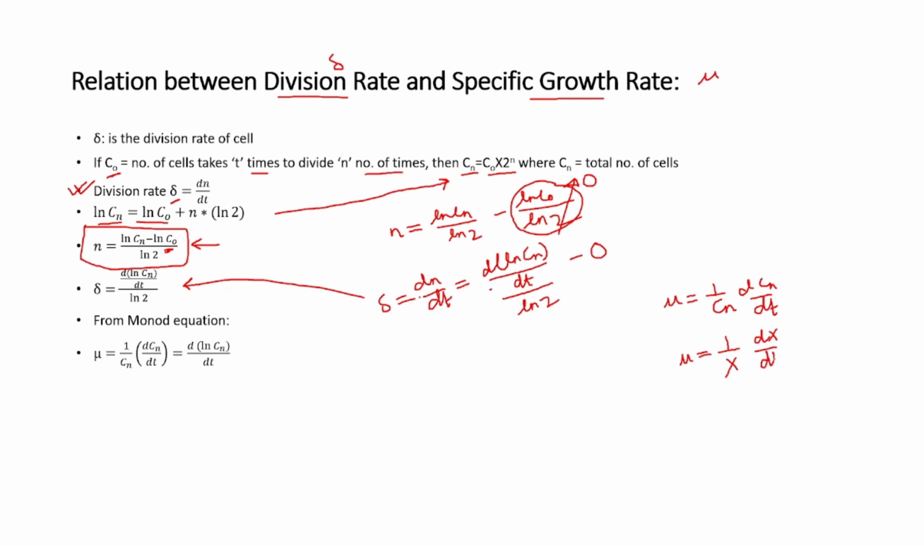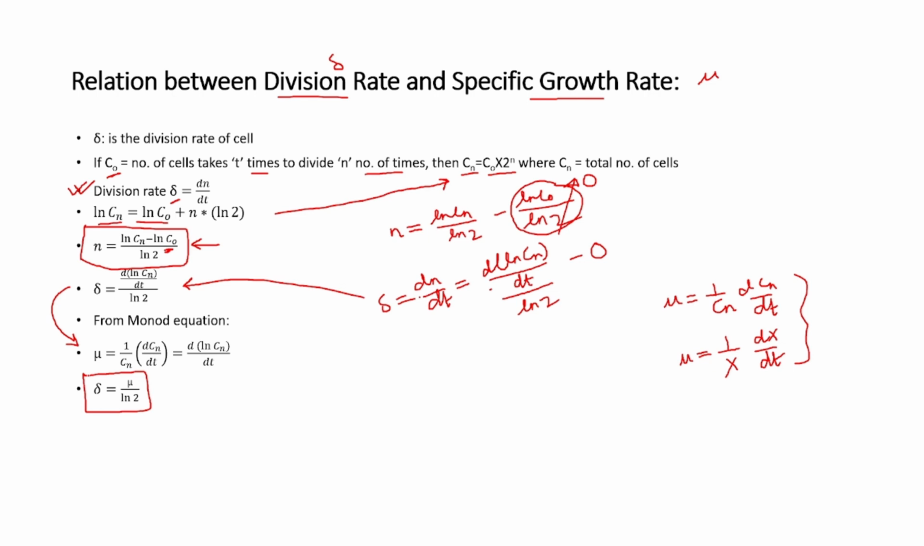So if we write it in this form, then dC/dt, we will get it as d of ln C by dt. Now, by relating these two expressions, we get delta is equal to mu by ln2. So delta is equal to mu by ln2. This is the relationship between the division rate delta and the specific growth rate.